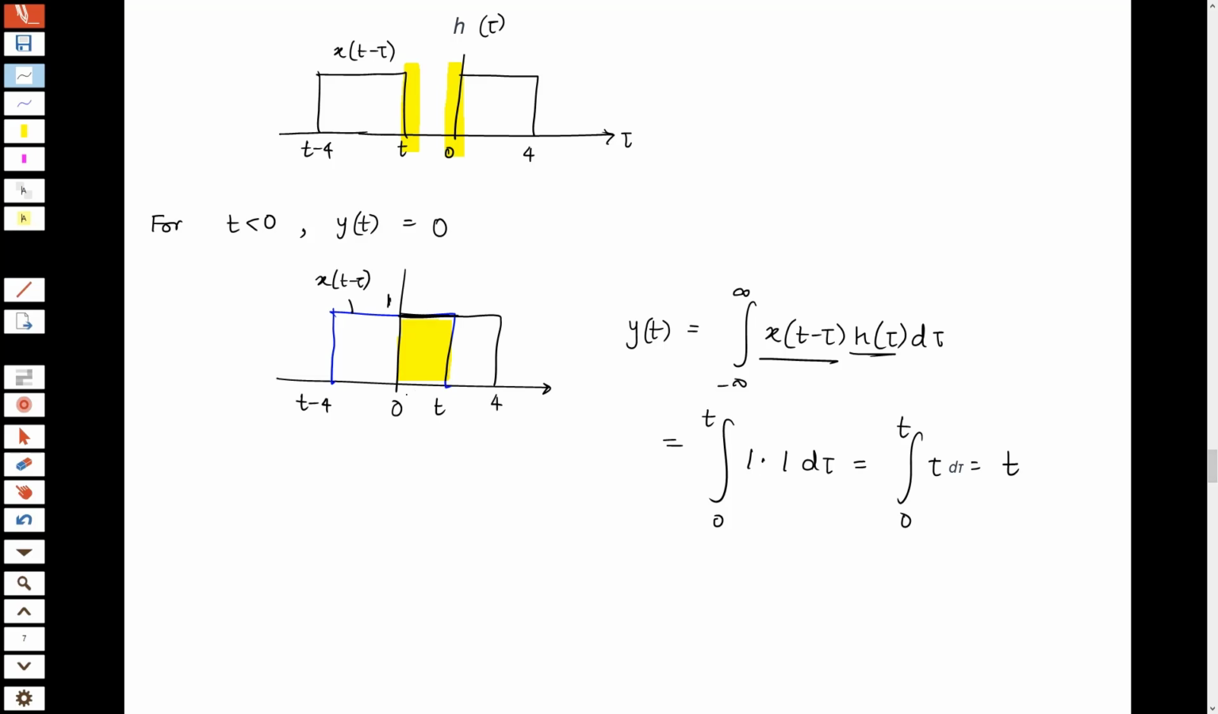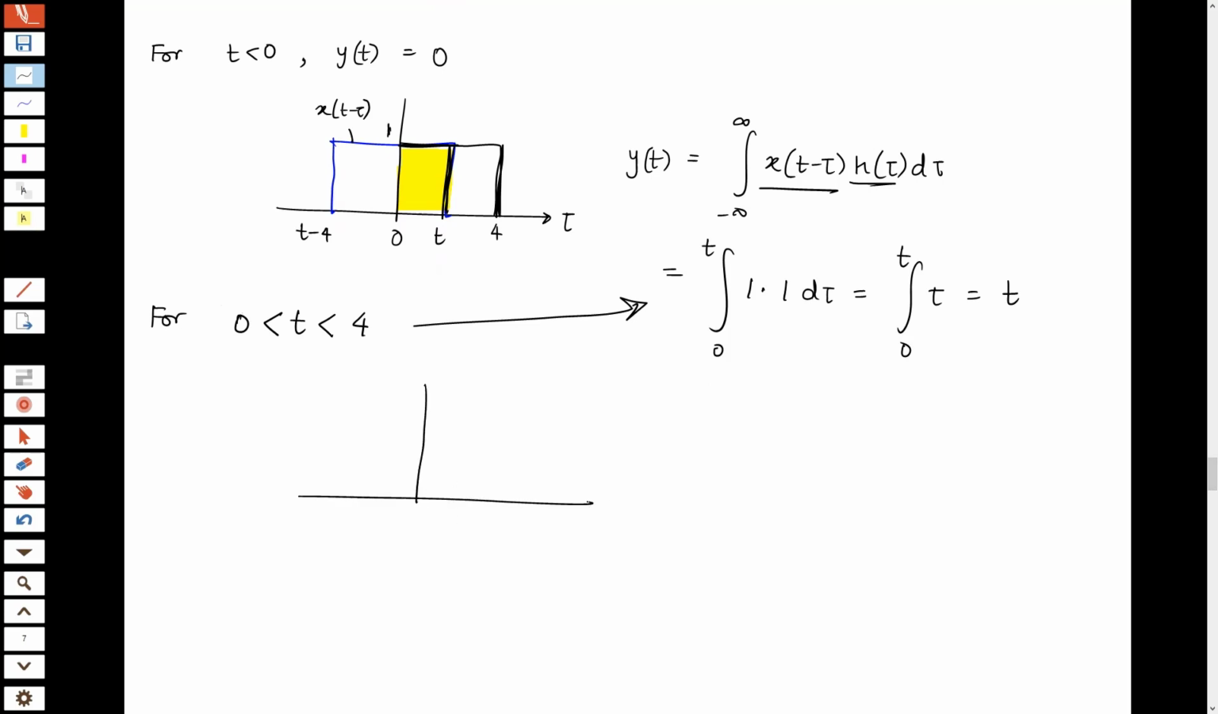And what is this range? We are saying that this particular edge, that is t, is greater than 0, but it is still less than 4. It means it has not crossed this particular edge. This leading edge has still not crossed tau equal to 4. So this is the output for this case, for t between 0 and 4. We move on to the next case.